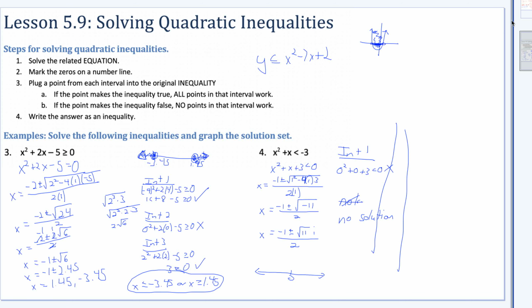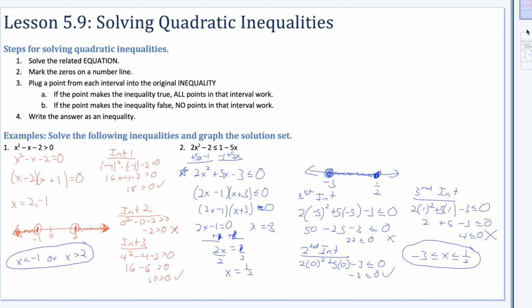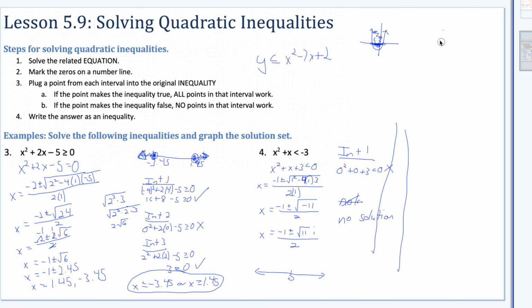That's kind of like this example. So you can get answers where your solution is between two numbers. In other situations, you could end up having to graph all out here. On our number line, these would be the solutions, so either on the left side of one number or on the right side of another number, like this one. The other situation that can happen is you could have one of these parabolas completely above the x-axis or completely below and shaded down here.